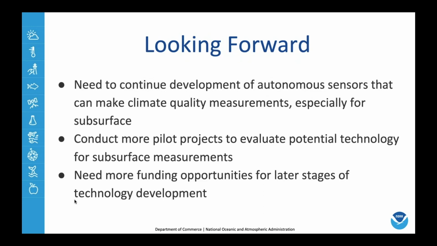With that said, looking forward, there is a strong need to continue development of autonomous sensors that can make climate quality measurements, especially for the subsurface, and ideally ones that can be deployed for several months to a year. We are working to expand our climate quality measurements at the surface by developing the next generation MapCO2 system that will measure both pCO2 and DIC.